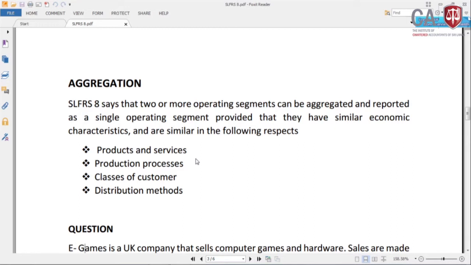SLFRS 8 says that two or more operating segments can be aggregated and reported as a single operating segment, provided that they have similar economic characteristics and are similar in the following respects: products and services, production processes, classes of customer, distribution methods. Now, let me take the last one and explain that.